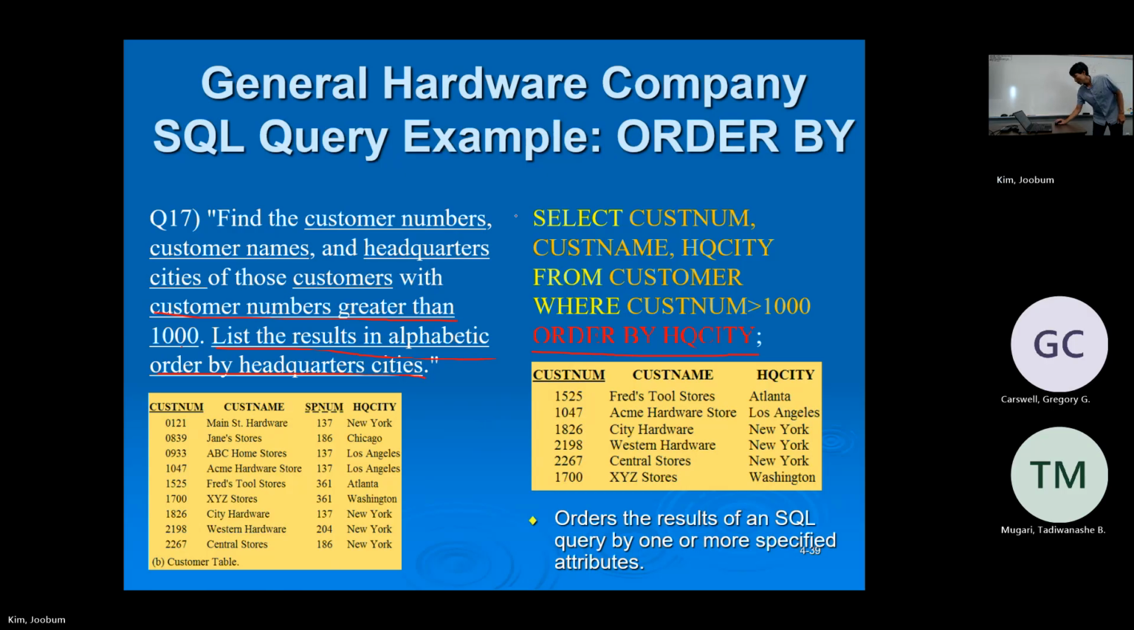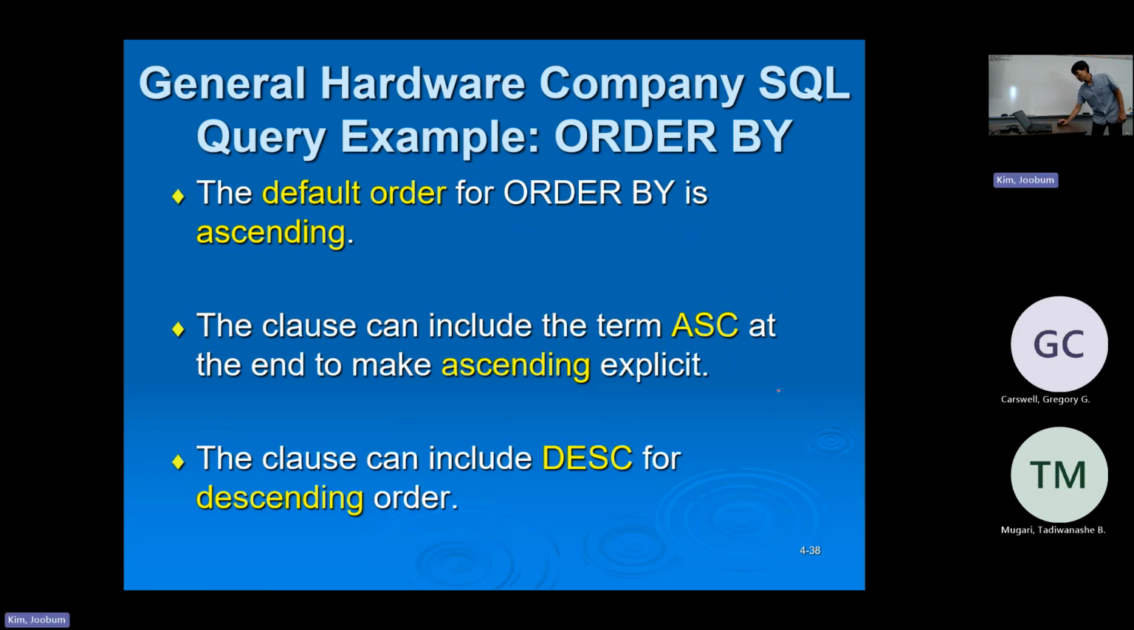From this statement, we get some results and then apply the sorting by order by headquarters city. So we're going to have Atlanta, LA, New York, and Washington. This is sorted alphabetically. Okay, so this is the order by. Basically, the default order for order by is ascending. But if you want descending, you can use the DESC option.